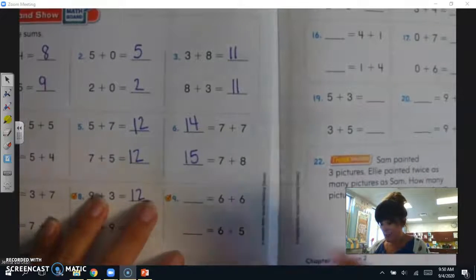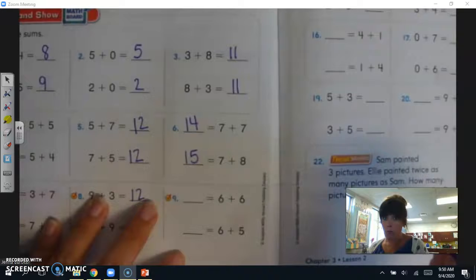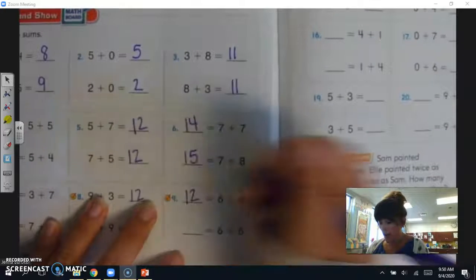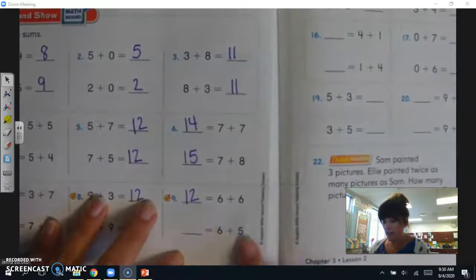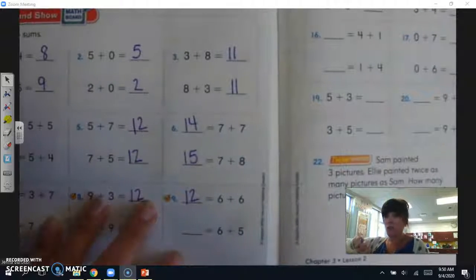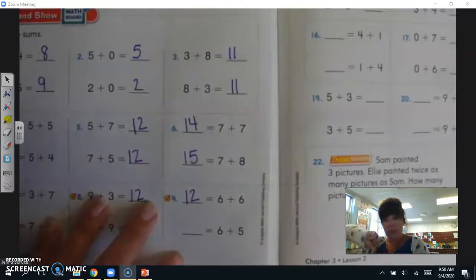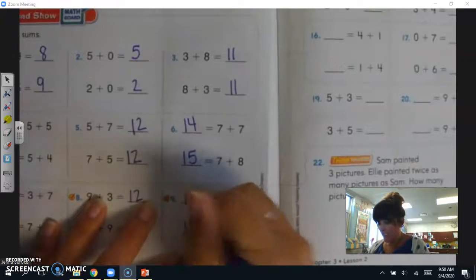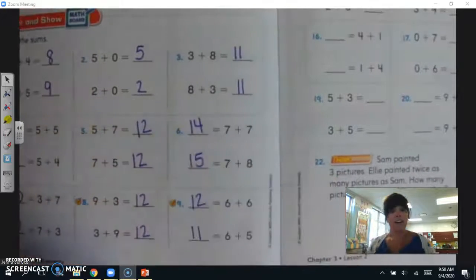Number 9, 6 plus 6. That's a double. It equals 12. 6 plus 5, that 5 is one less, so we just have to go down one more. It's a helper double fact, right? So this is 11.